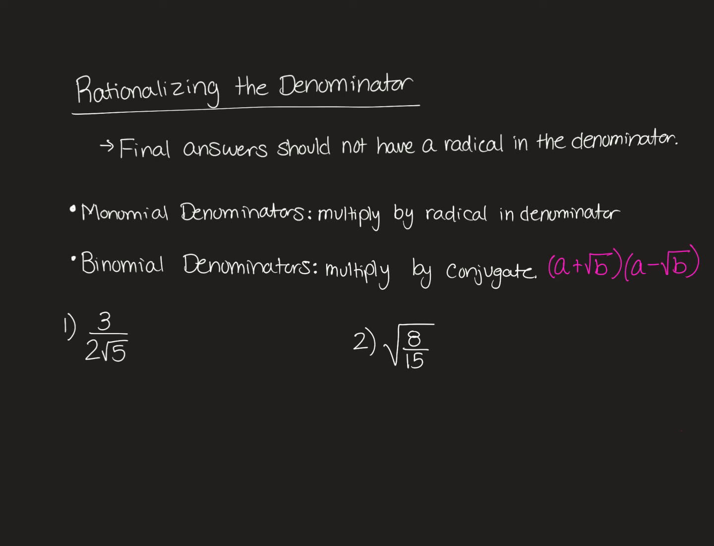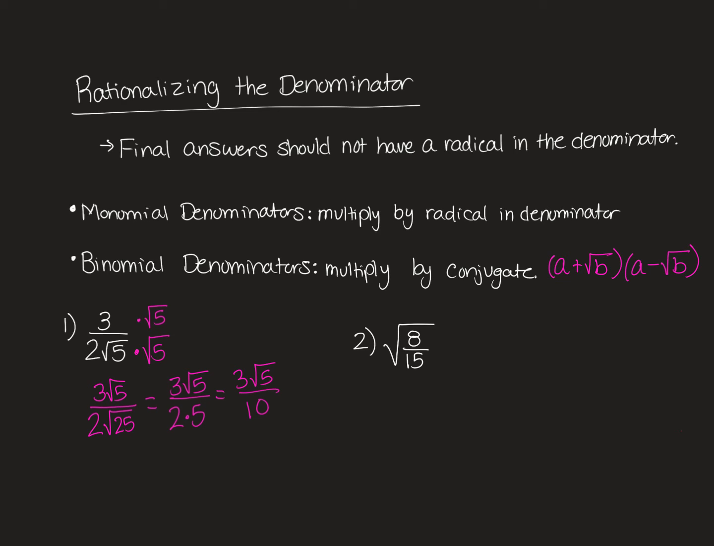So looking at number 1, 3 divided by 2 square root of 5. This is a monomial in the denominator. If it's a square root, you multiply by the radical. So I'm going to multiply top and bottom by the square root of 5. On top, I will get 3 square root of 5 divided by 2 square root of 25. Well, the square root of 25 is 5. So I get 3 square root of 5 divided by 2 times 5, which ends up being 3 square root of 5 divided by 10.